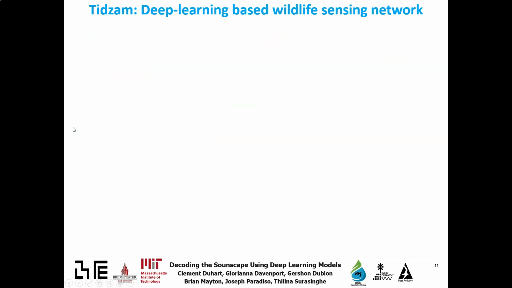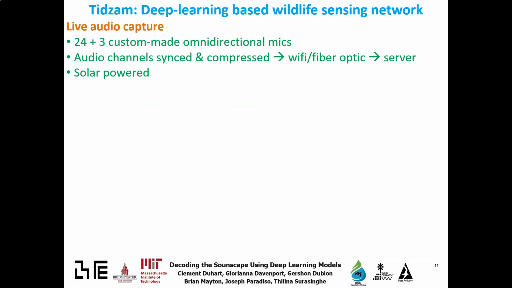So I did mention about this 24:3 microphone arrangement. We have 24 omnidirectional mics and 3 unidirectional mics, and all of them are custom made. The audio channels that we have are synchronized, meaning the channels keep collecting and recording data at the same time from all the locations. The data that we collect is compressed, so we don't have a problem with transmission or storage of the data, right?